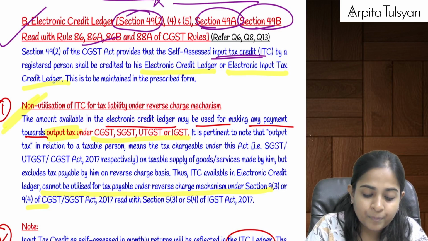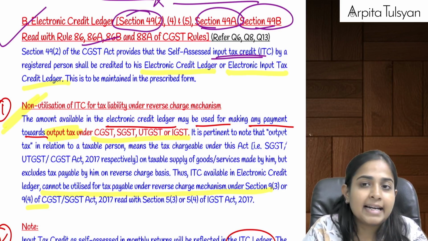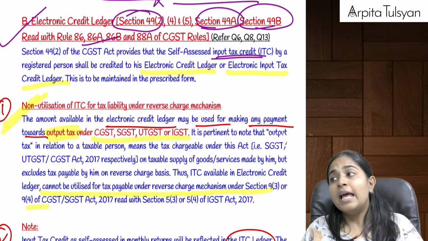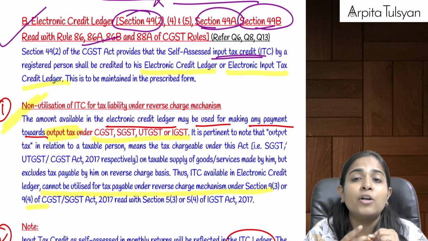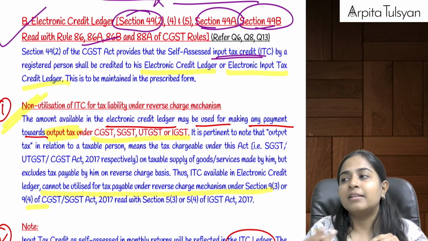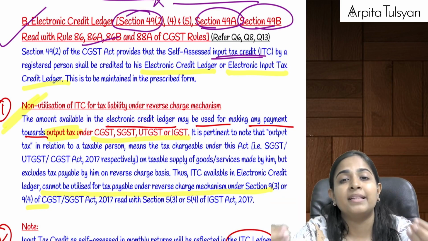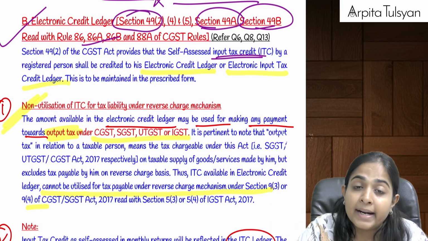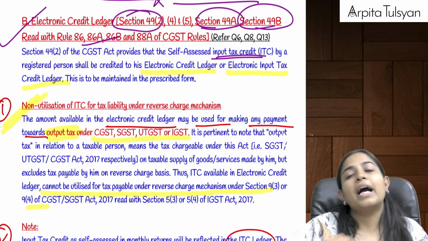This can be called the electronic credit ledger, or it can be called the electronic input tax credit ledger. And just remember one thing, for this electronic credit ledger, 2 restrictions are there, and a super duper important restriction: the electronic credit ledger cannot be used for payment of taxes under reverse charge mechanism. Remember, under some circumstances, even at the time of purchases, the recipient is required to pay the tax directly to the government. Under reverse charge mechanism, that cannot be paid out of the credit ledger, that has to be paid out of the cash ledger only. Okay, another point.